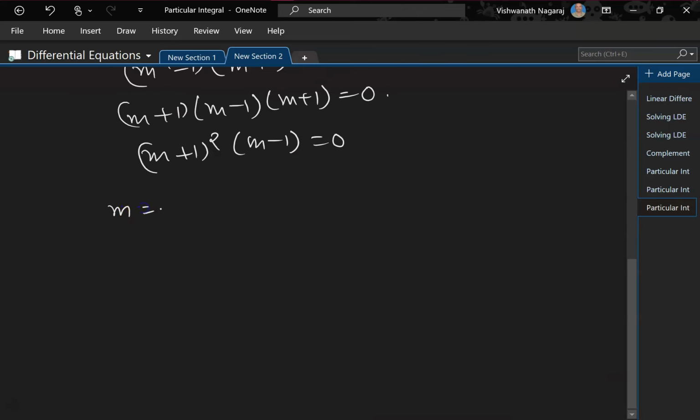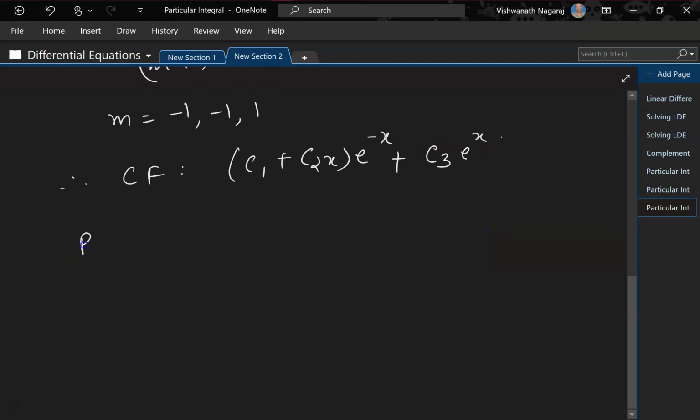So m will be −1, −1, 1. Therefore our complementary function would be (c1 + c2x)e^(−x) + c3eˣ.